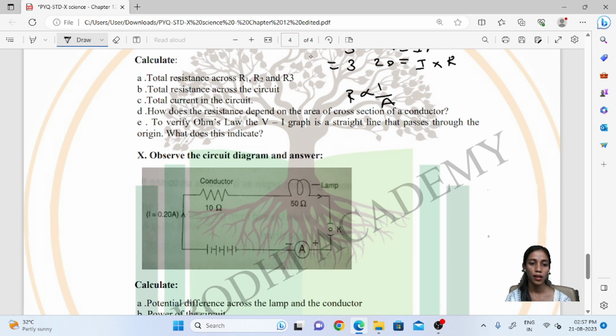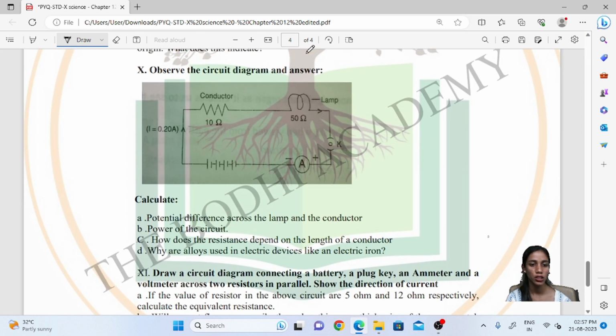Now here we have another question. Again we have the conductor, we have the lamp connected. We have to find the potential difference across the lamp and the conductor. First of all, these two are connected in series. So the resistance you have to take is 10 plus 50, which equals 60 ohms.